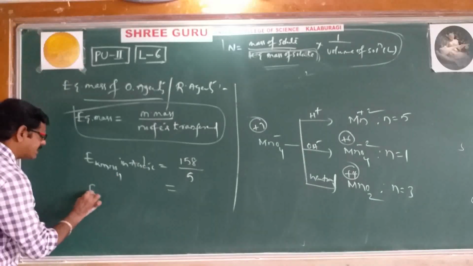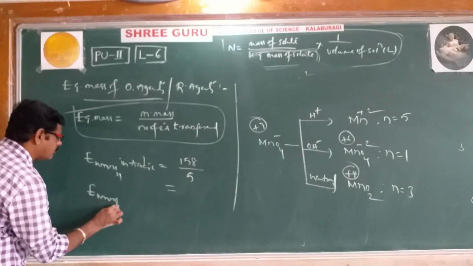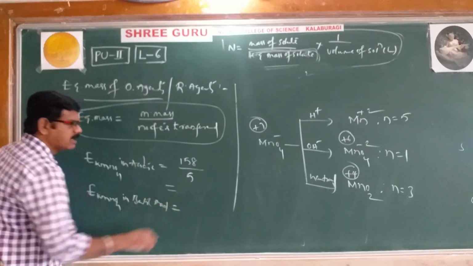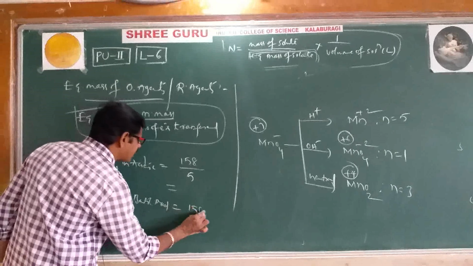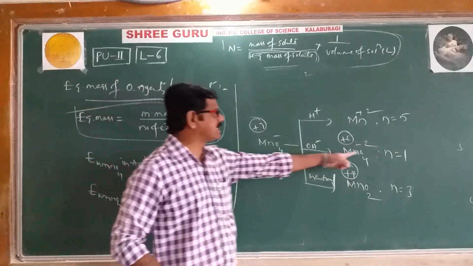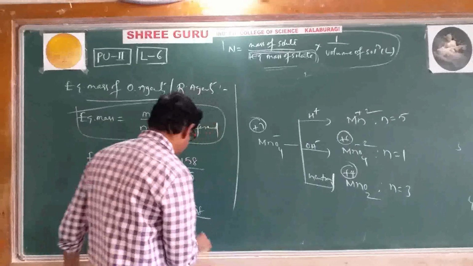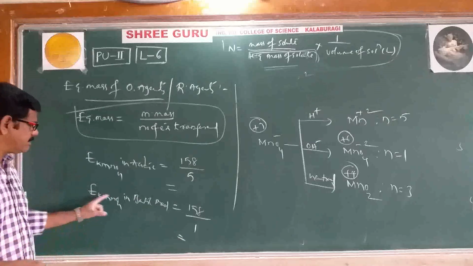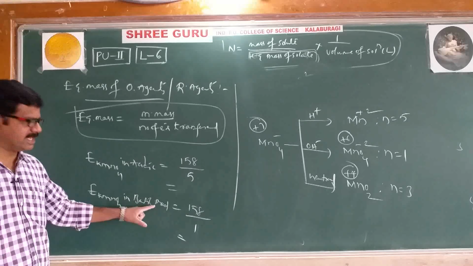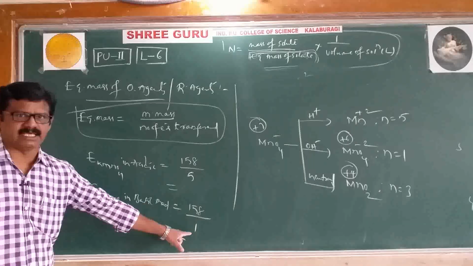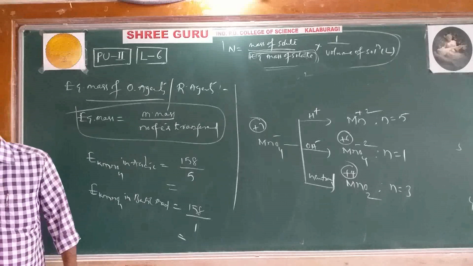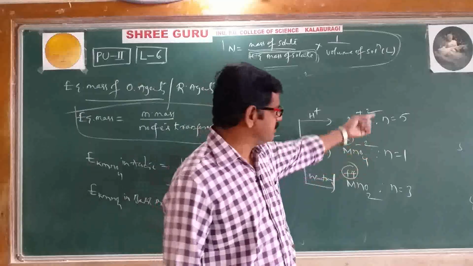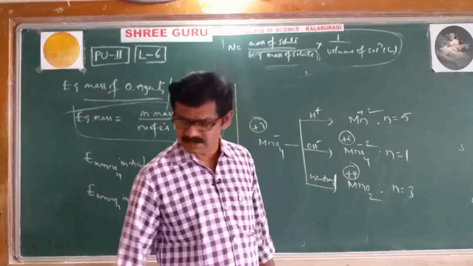Exactly. Equivalent mass of KMnO4 in basic medium. Again, molar mass 158 divided by, in basic medium, how many electrons are transferred? 1 only. So you will get the same answer, of course. Similarly, KMnO4 equivalent mass in neutral medium, 158 divided by 3, you will get its corresponding answer. Like that, in different media, you will get different equivalent masses.